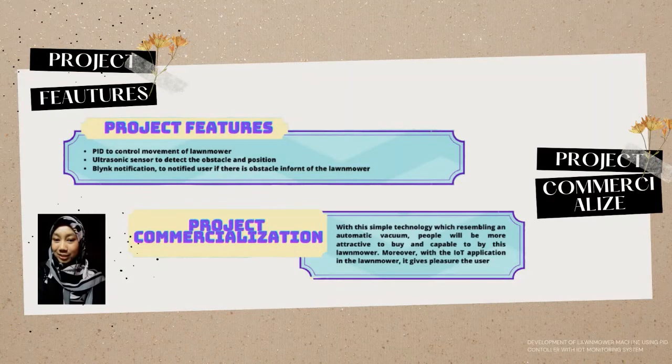Okay, now let's move on to the project features. First is PID control movement of the lawnmower. Second, the ultrasonic sensor is used to detect the obstacle and for positioning. And lastly, Blynk notification to notify the user if there is any obstacle in front of the lawnmower.